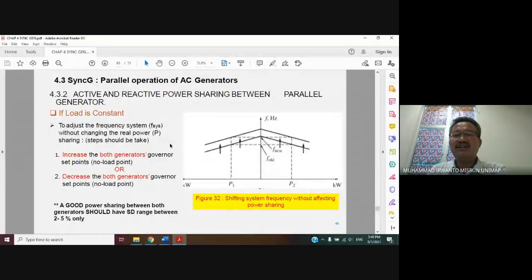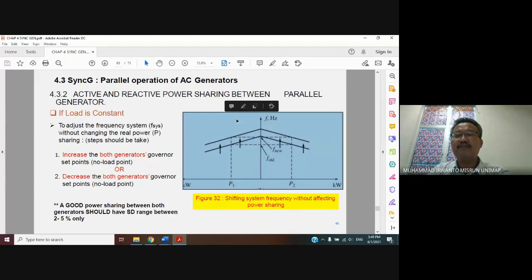Okay, the last condition: the load is constant. If the frequency changes, both generators will reach the new frequency. But remember, the change of speed, the speed drop or speed increase related to the frequency, is arranged in the range of 2 to 5%. So the last condition is when the load is constant.